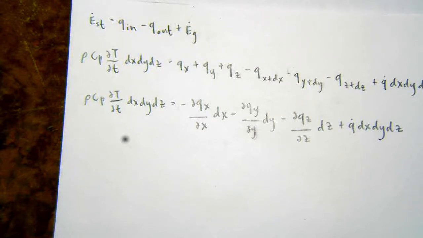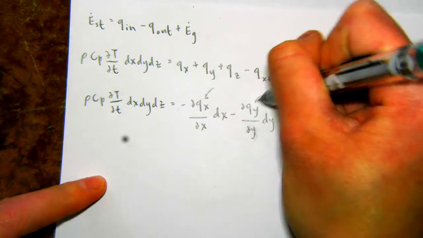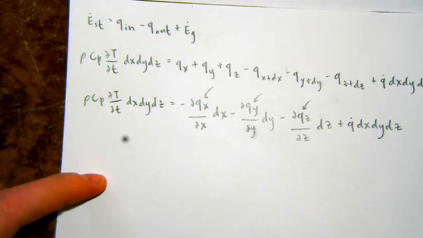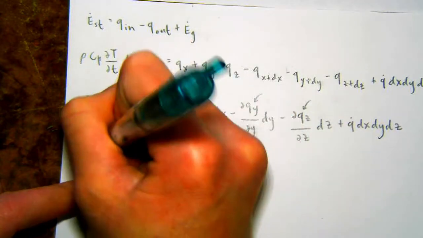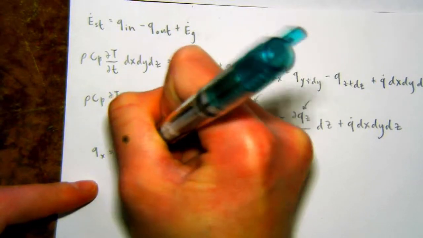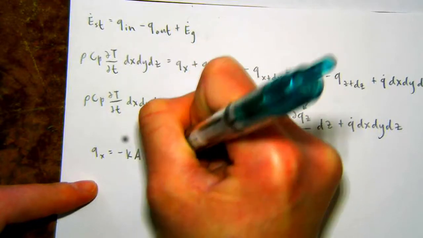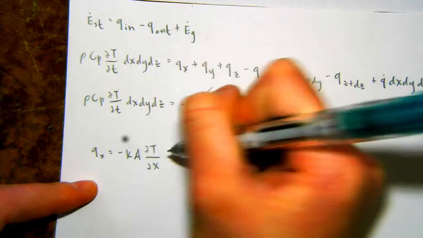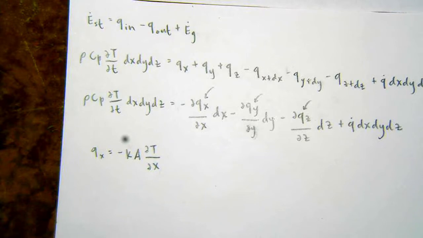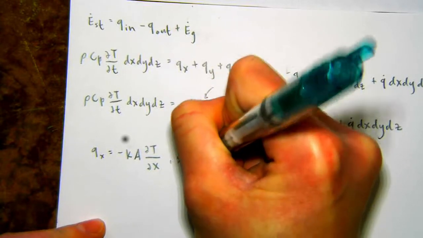Okay, and we know an expression for Qx, Qy, and Qz, right? From Fourier's law. So we can express Qx, Qy, and Qz in terms of Fourier's law, which we learned previously: negative kA times the partial of T with respect to x. And then again, same for y and z.